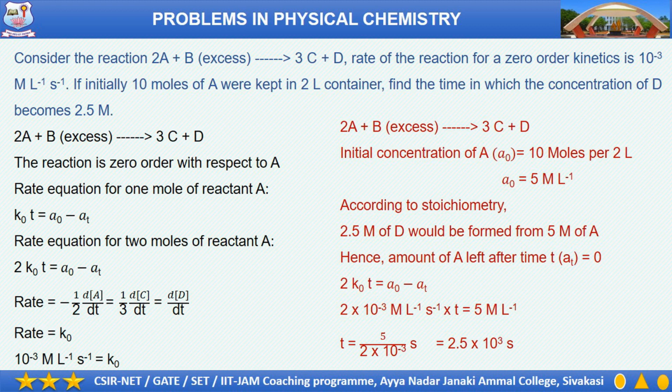Now, what is the equation to be used? Here we have to make use of 2K₀T = A₀ − A_T. What is asked? The time taken, that is T, is asked. K₀ is already given. And A₀ is the initial concentration of the reactant A.